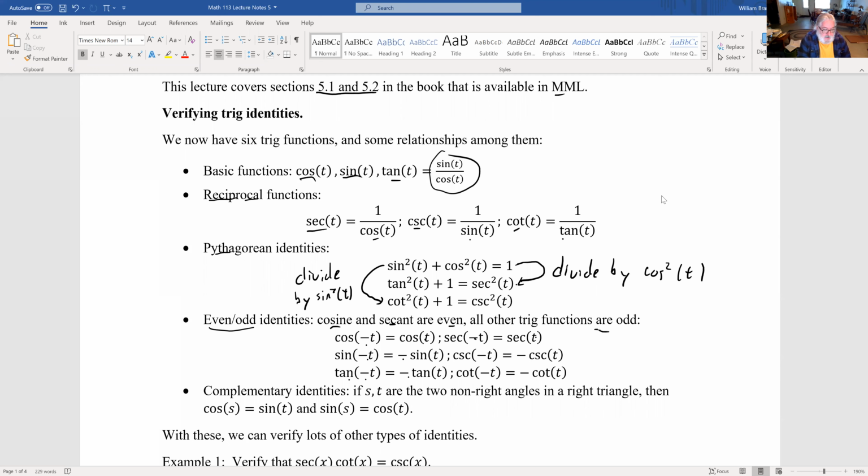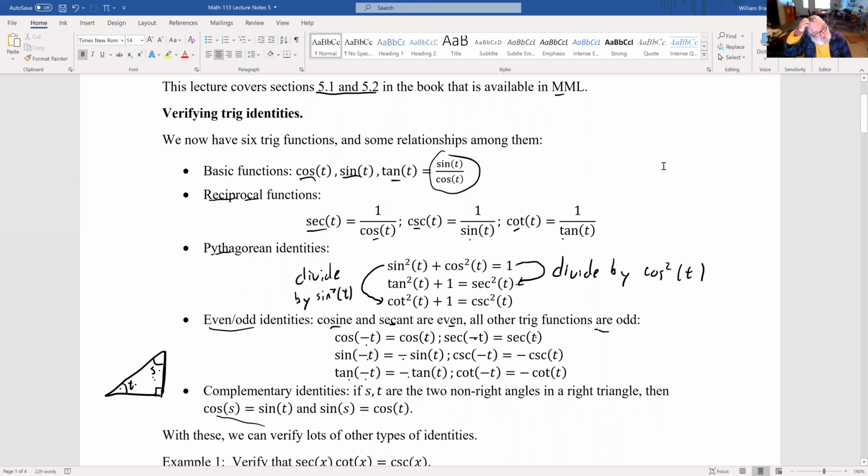And then finally, if we have two angles in a right triangle, the cosine of s is adjacent over hypotenuse, but the sine of t is also opposite over hypotenuse. But the adjacent for s is the same thing as the opposite for t, so we have these relationships between cosine and sine.